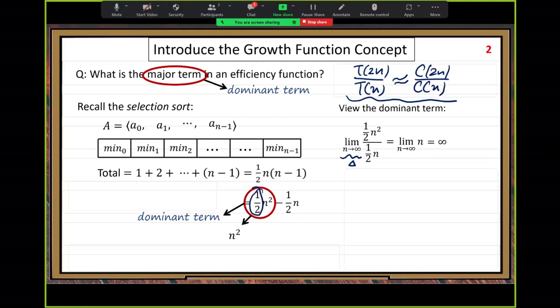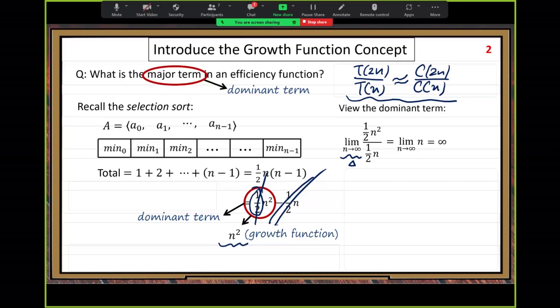So we do another round of simplification. The first round of simplification, we cross out the minor terms. And the second round of simplification, we ignore the leading coefficient. So we only look at the main part of the function, n squared. And this n squared function, we give it a name: we call it the growth function of this efficiency function. That's the meaning of the growth function concept.